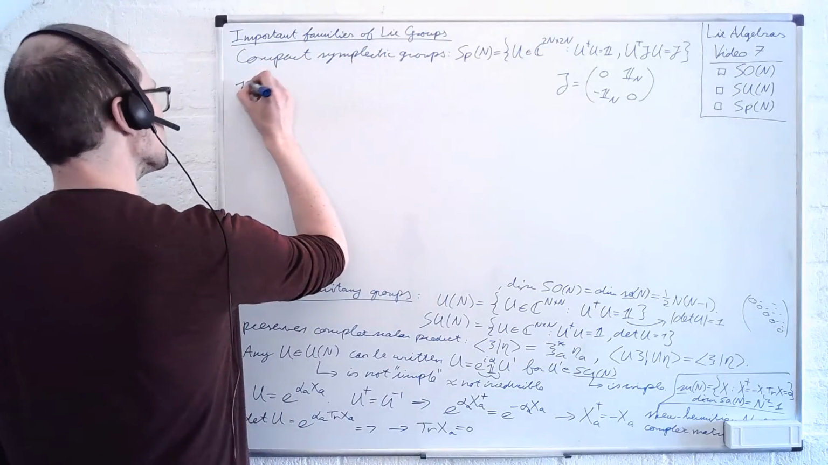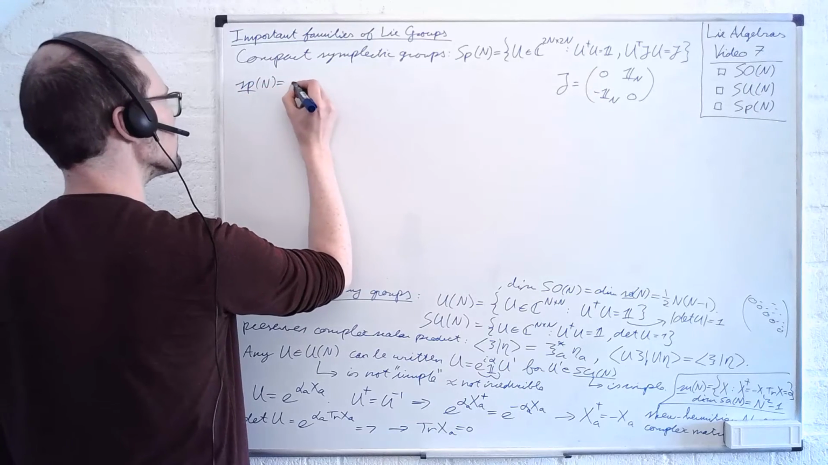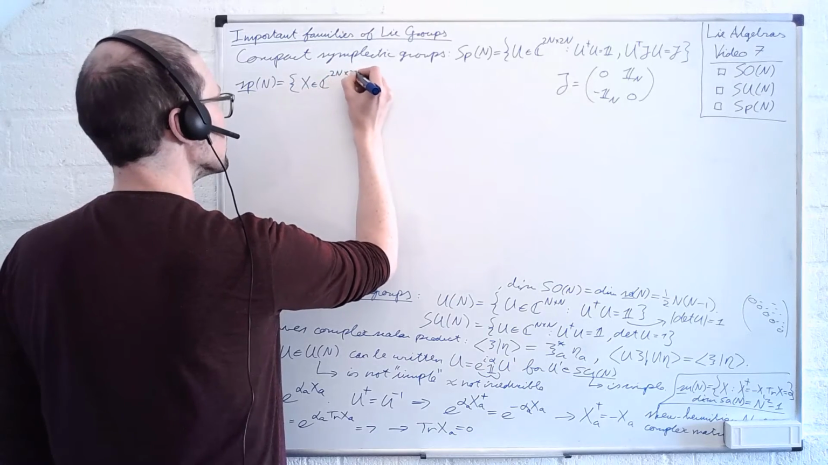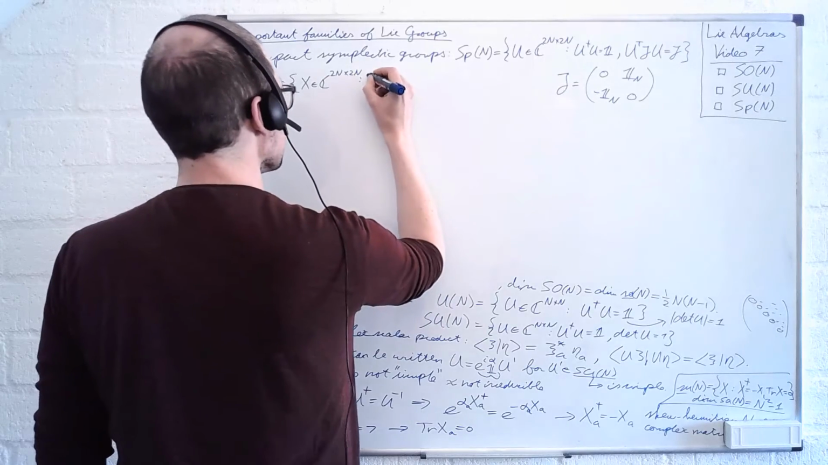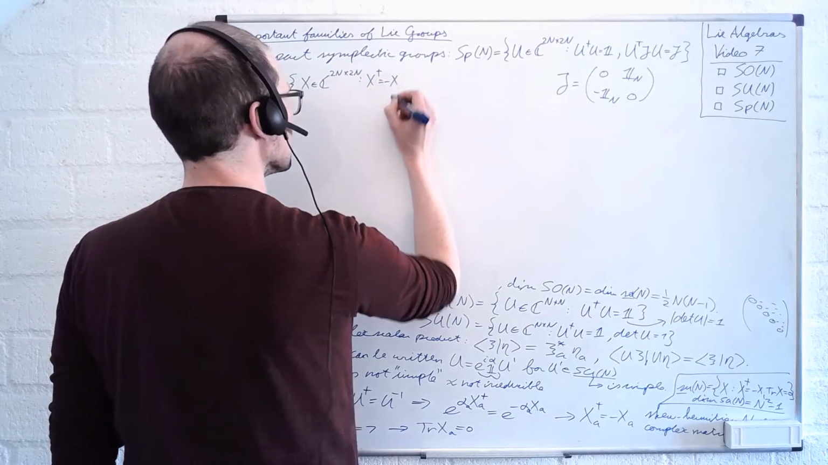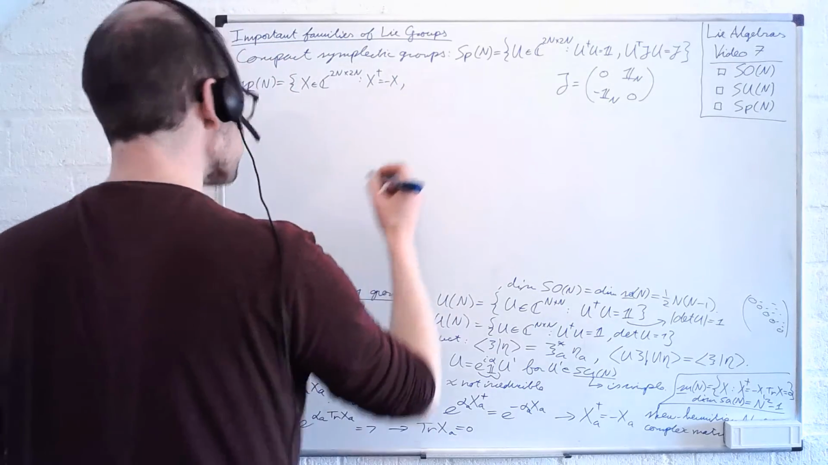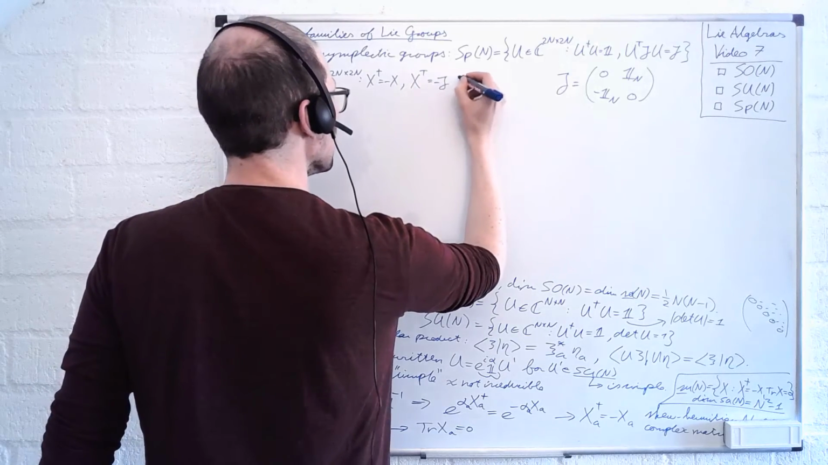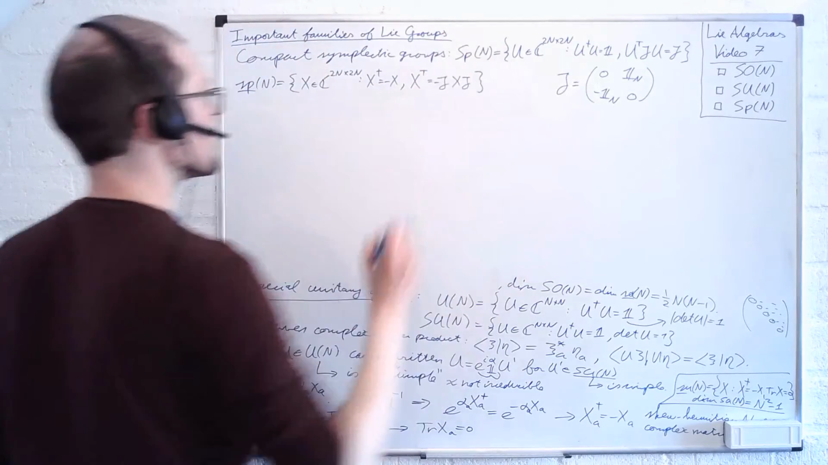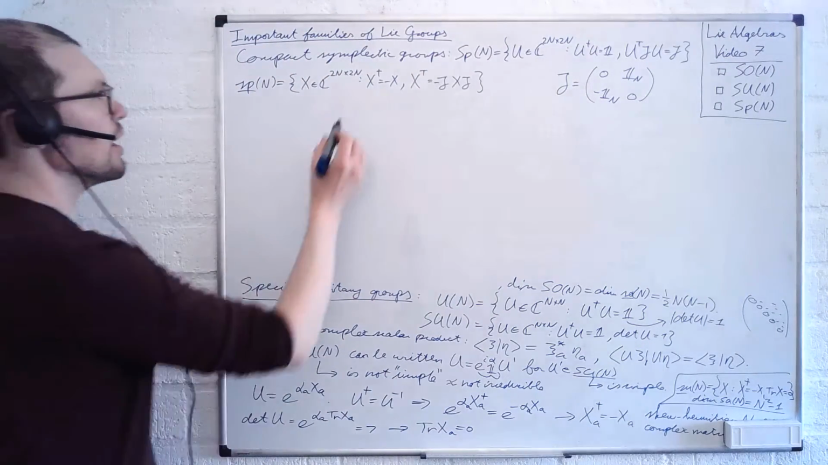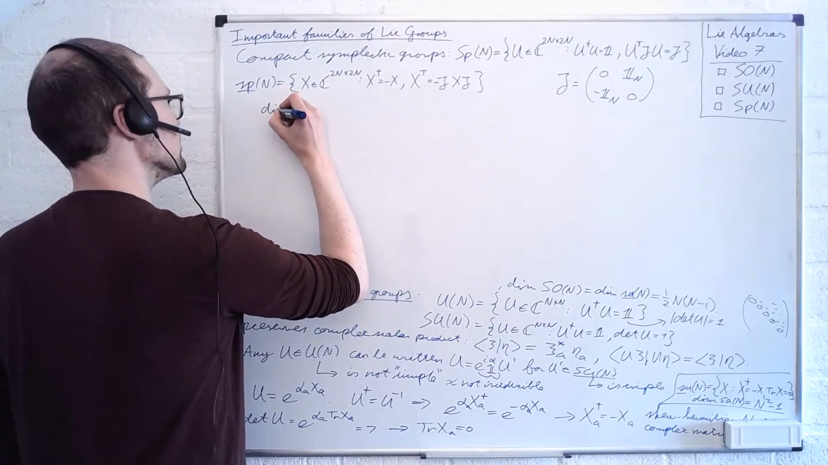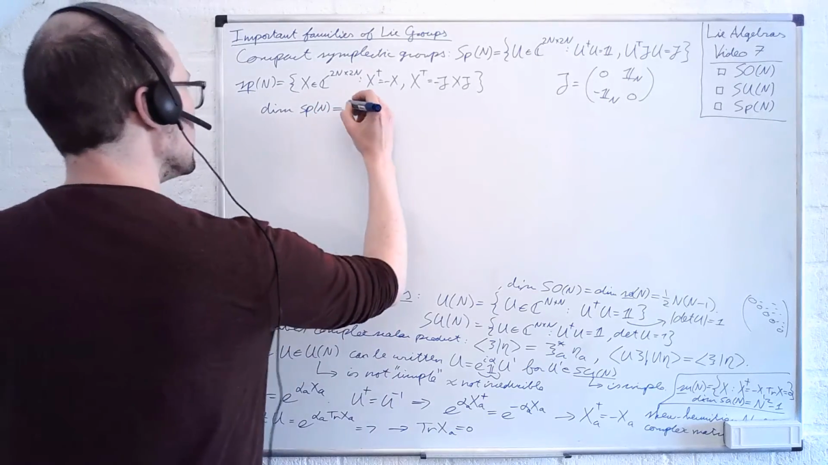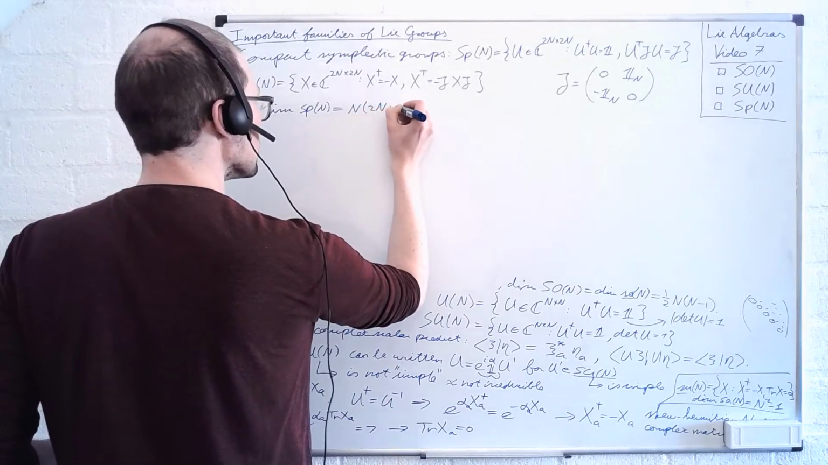Let me just write down for you the corresponding Lie algebra. It's very close to this. You have now complex 2n by 2n matrices that have to be anti-Hermitian and satisfy X transpose J = -JX. And from these two conditions you can derive that the dimension of the symplectic group is n times (2n plus 1).